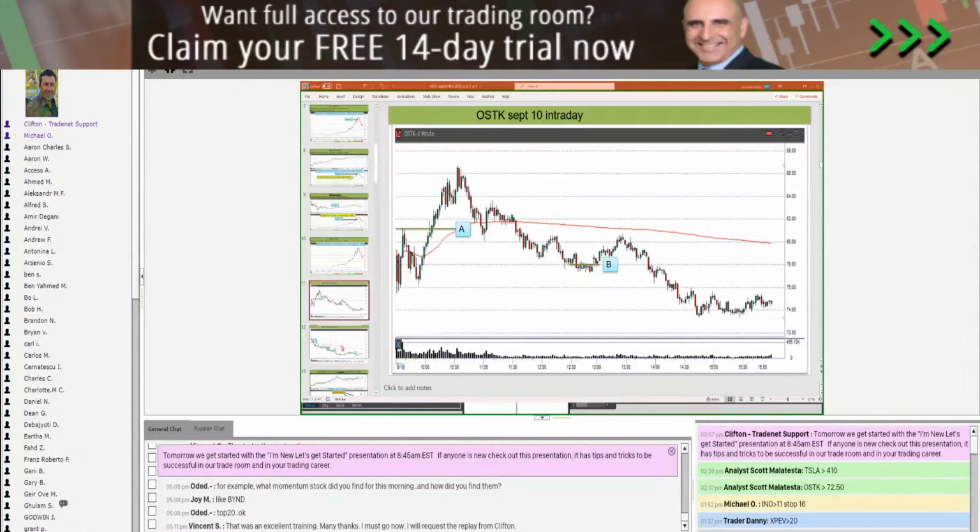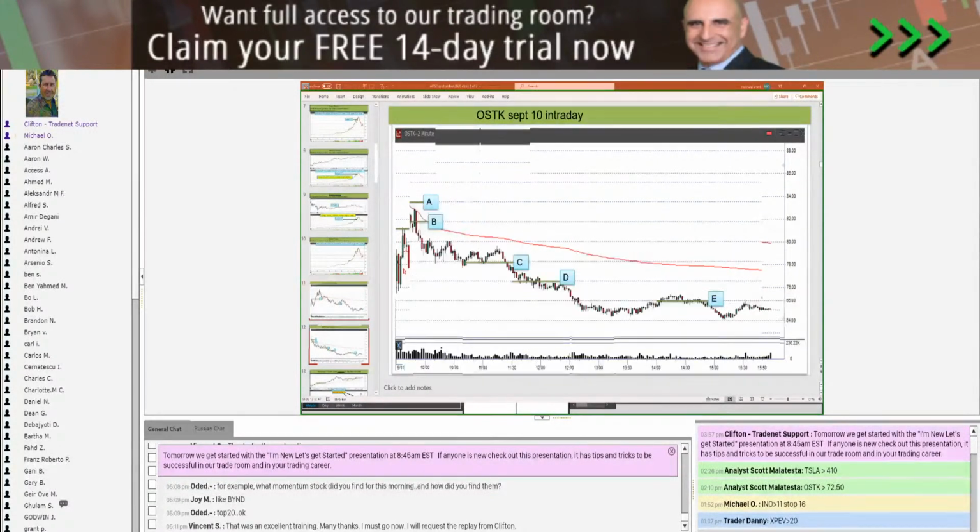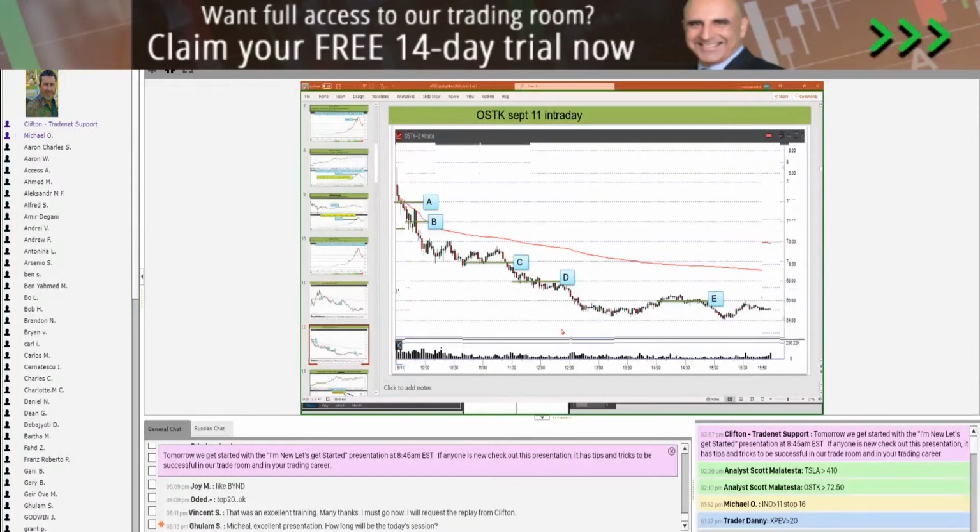Not the best trade. What is the best trade? When the trend is lower for 6 hours. When the trend is lower for 6 hours, you have more opportunities.